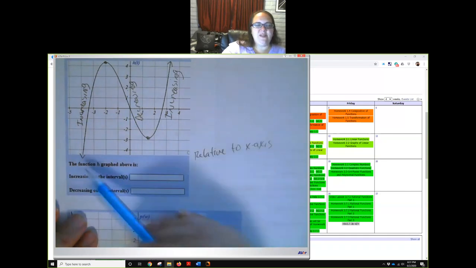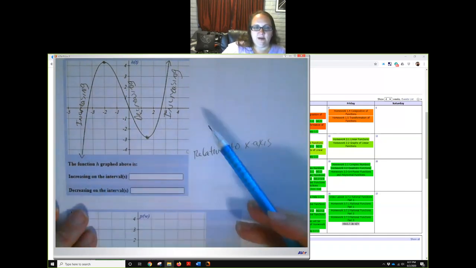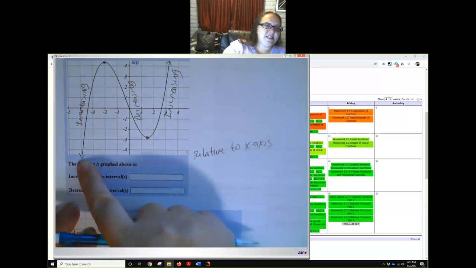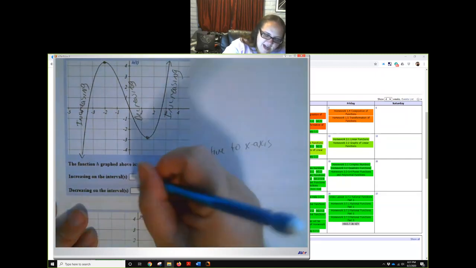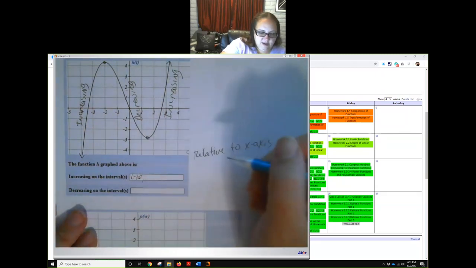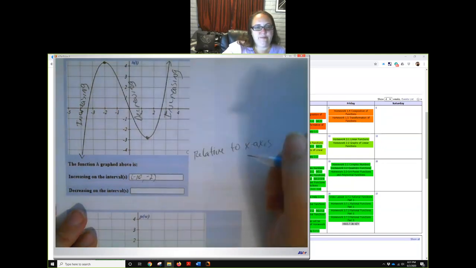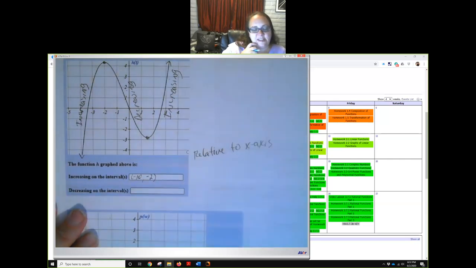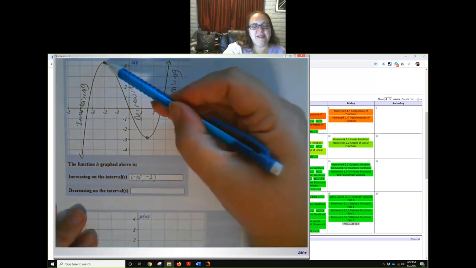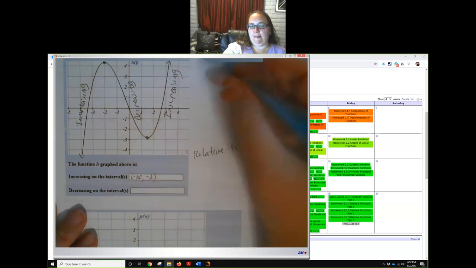So we're always looking at these from left to right. Here on this piece, this function starts increasing at negative infinity, and it stops increasing at -2. For increasing, decreasing, constant, we are always going to use parentheses because at a point, especially at a turning point, it is neither increasing, decreasing, or constant, it is turning. So this is not included in the increasing, this is where it stops increasing.